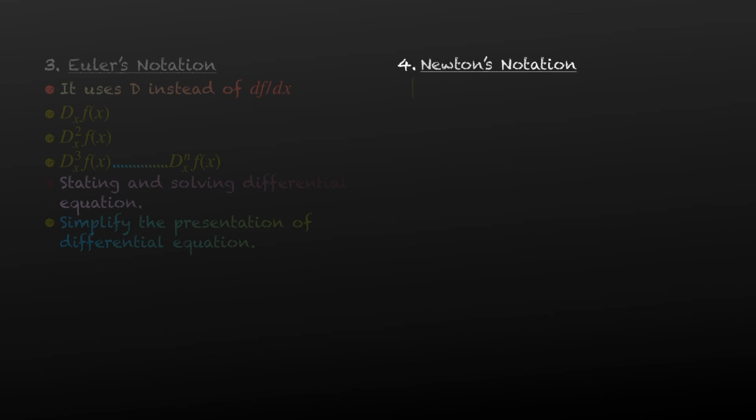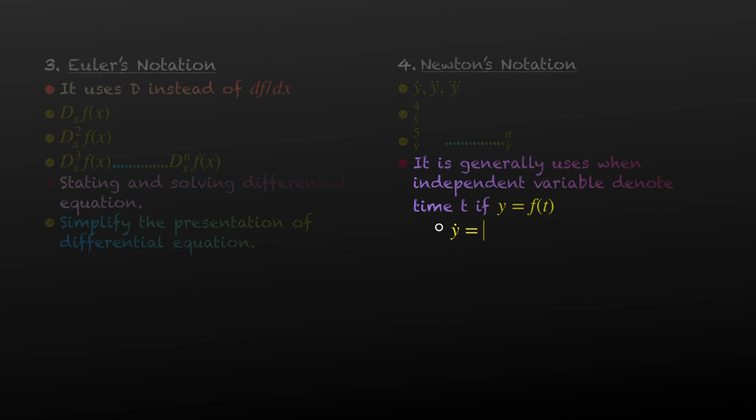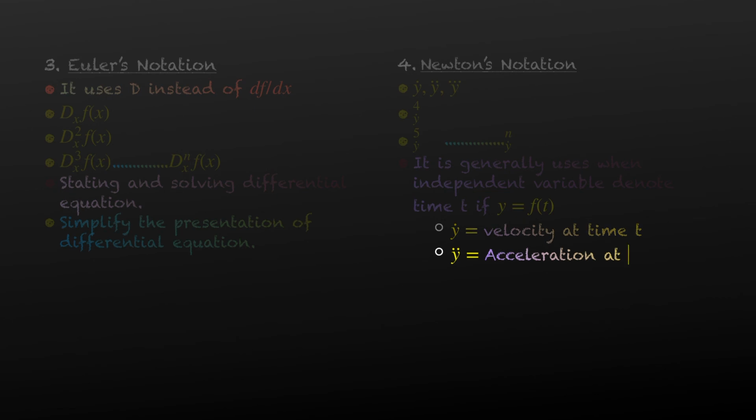So what about higher derivatives? For example, for the fourth order derivative of the function, we put a dot above y and below it 4. Similarly, for the nth derivative, we put a dot above y and below it n. These equations are generally used when the independent variable denotes time t. If y is a function of t, then y dot represents velocity at time t and y double dot represents acceleration at time t. These notations are more popular in physics and mathematical physics.